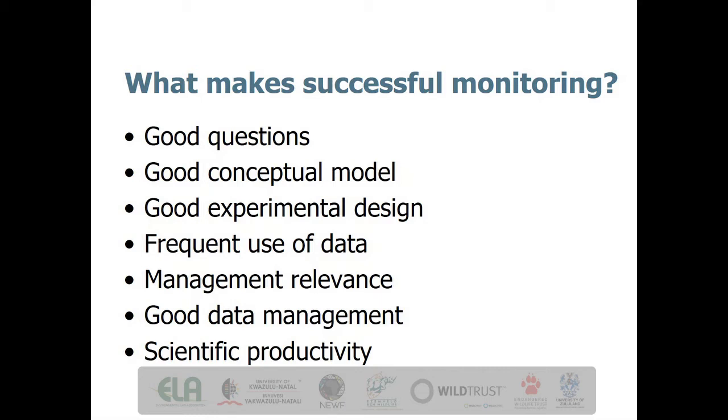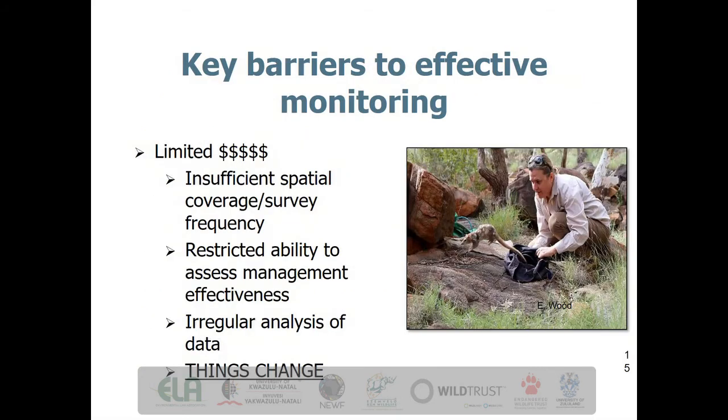Clearly, there are also issues around good data management, making sure that the data can be reused, but also being productive in a scientific capacity so that people can see value for money and return on investment for the monitoring work. And we know that there are some really severe barriers to effective monitoring.